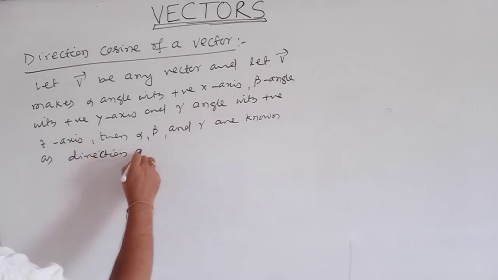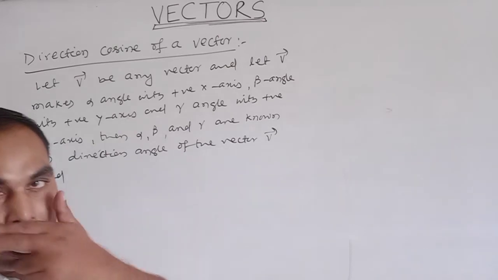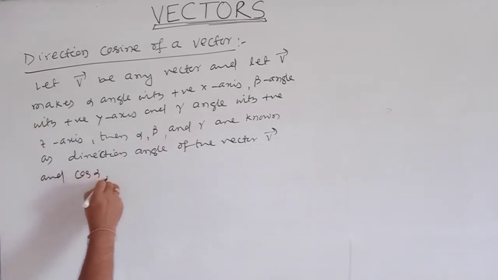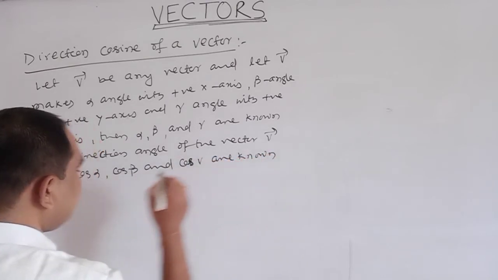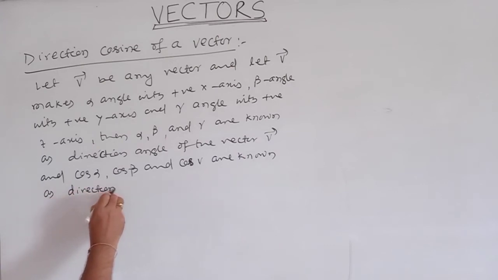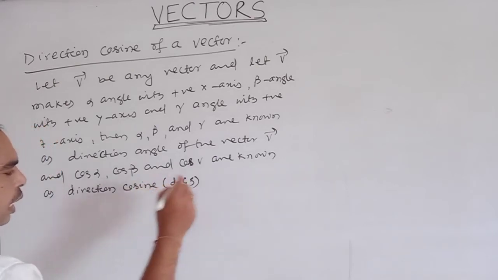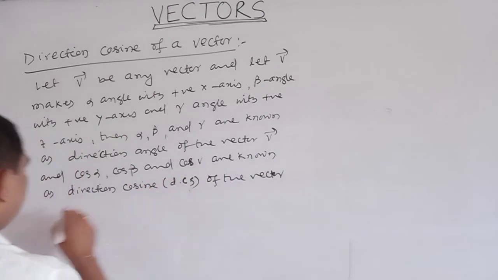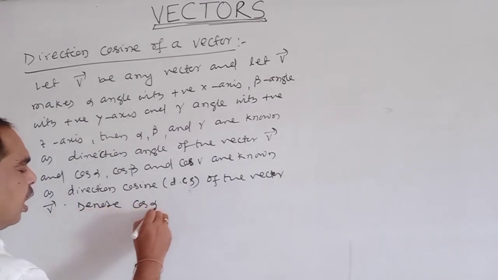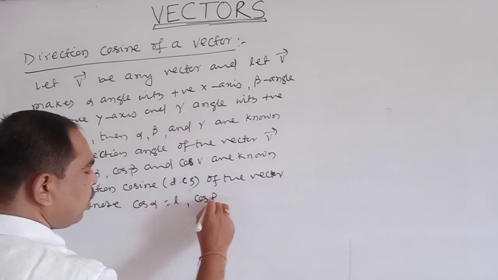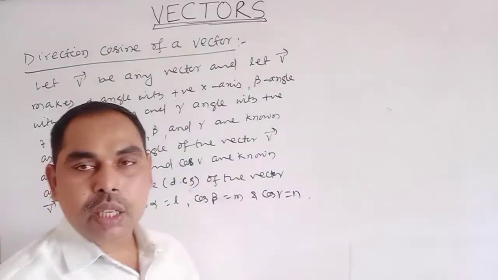direction angles of the vector V, and cos alpha, cos beta and cos gamma are known as direction cosines. Write the shortcut DCS. So direction cosines of the vector V. Okay, denote cos alpha is equal to L, cos beta is equal to M and cos gamma is equal to N.